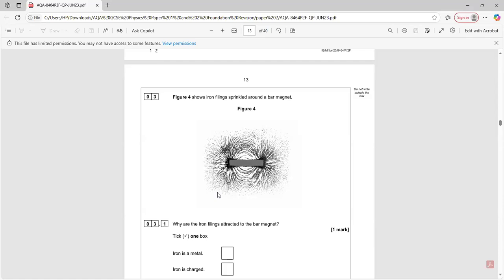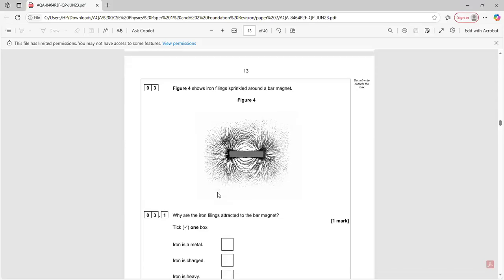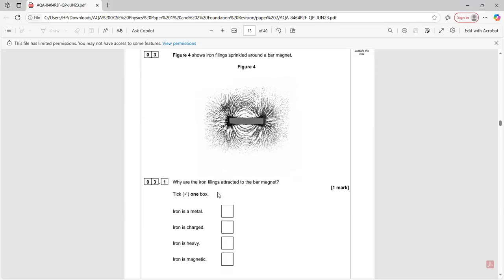Magnetism. Okay, so it says figure 4 shows iron filings sprinkled around a bar magnet. So those lines are the lines of force. It asks, why are the iron filings attracted to the bar magnet? For goodness sake, iron is magnetic. That's the only reason. Iron is magnetic. That's the reason why it's attracted to the bar magnet.